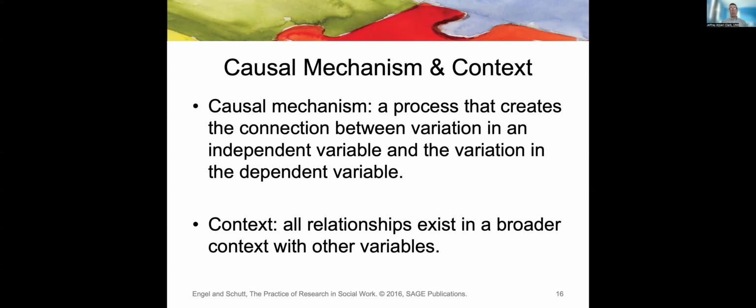And then there's the context, and this is where, particularly for those of us as social workers, we understand person in environment, and this is where the environment comes into play. All of these relationships that we have exist in broader context with other variables. So to the extent that we can collect some of these other variables becomes really important.